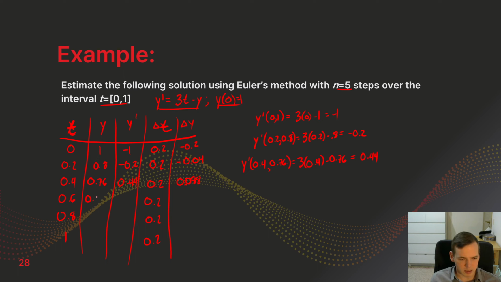So 0.848, my y prime is 0.6, 0.848, 3 times 0.6 minus 0.848. 1.8 minus 0.848 should be 0.952. 52 plus 48 would be 100. Yep.